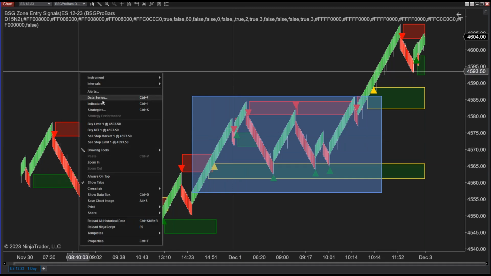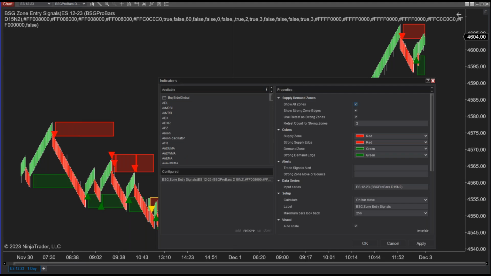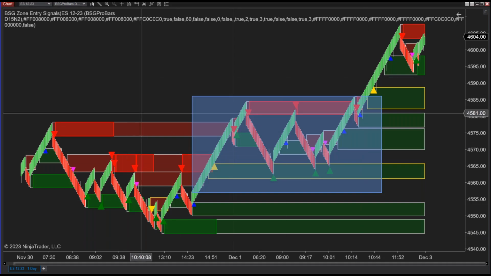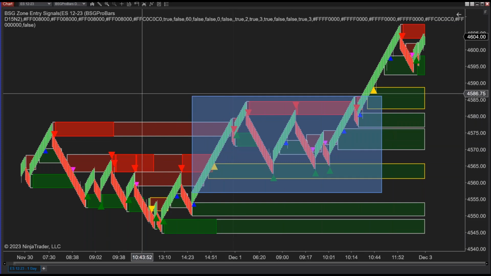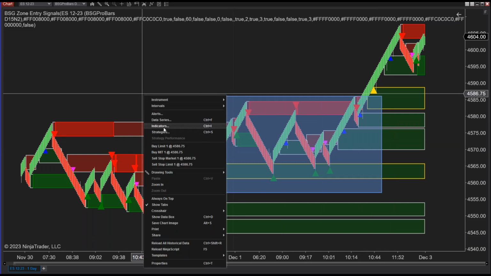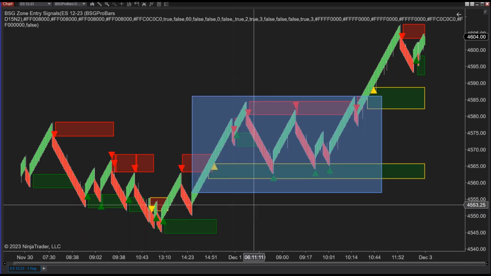If you want to see all the zones, sure, this indicator also includes all zones. You can have that too. But if you want to see only the most important consolidation boundary and then the breakout signals, you can just turn on show only the strong edge zones, and then the signals. Okay.